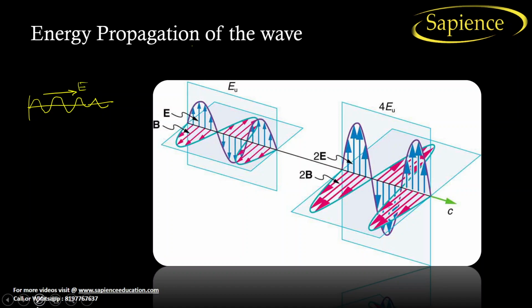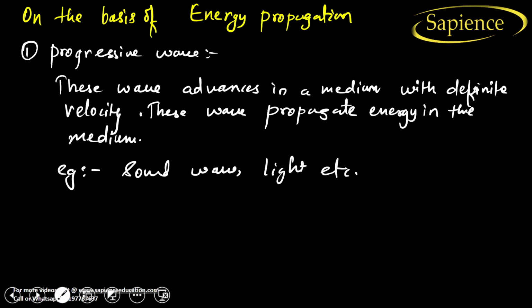These are the things through which we will be able to understand how energy gets propagated. Let us consider this electric field energy and this magnetic field energy. It will propagate in the forward direction. We will discuss this more broadly. On the basis of energy propagation, we can divide waves in a progressive way.